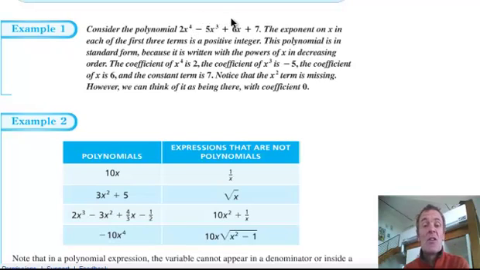We don't have an x squared term. We've got an x term. We've got a constant at the end. Okay, so you just read this. This is all about the definitions of polynomials.